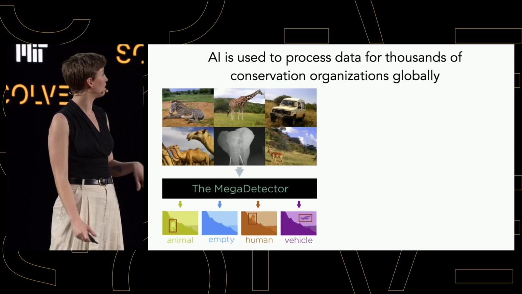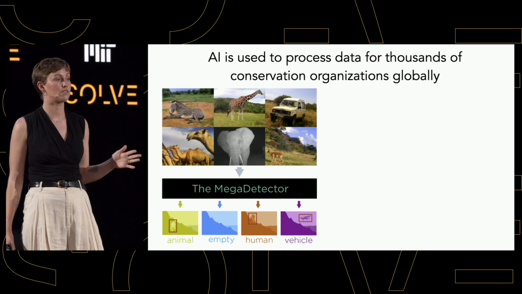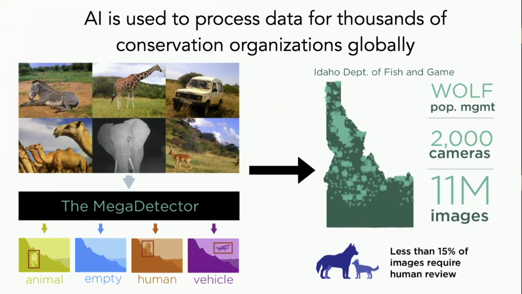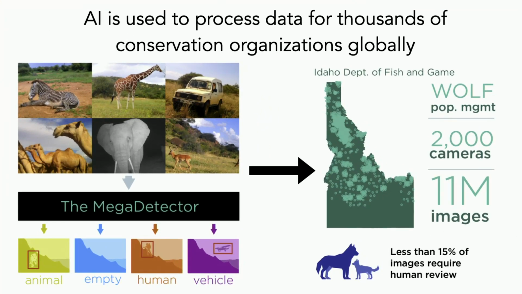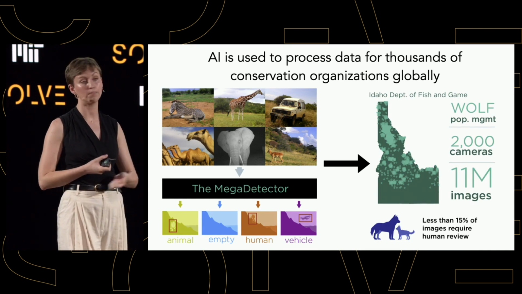And AI is currently used to process data for thousands of conservation organizations, thousands of scientists worldwide. We do things like detect humans, animals, and vehicles in static networks of cameras, to enable state agencies, governmental agencies, to get to the point where they have good, actionable, up-to-date information to make policy decisions about, for example, wolf populations in Idaho.